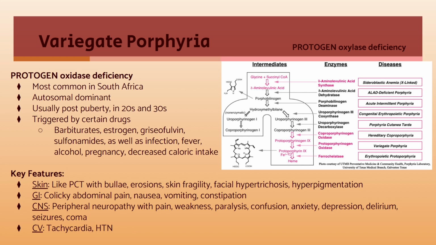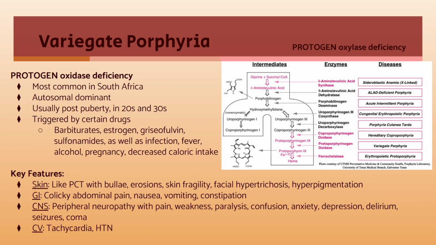I'm sorry. And then also, we know that this is most common in South Africa. There's an autosomal dominant component to this as well, but it presents post-puberty, in the 20s and 30s. There are drugs that can trigger this one as well: barbiturates, estrogen, griseofulvin, sulfonamides. Infection can cause it: fever, alcohol, pregnancy, and decreased caloric intake.